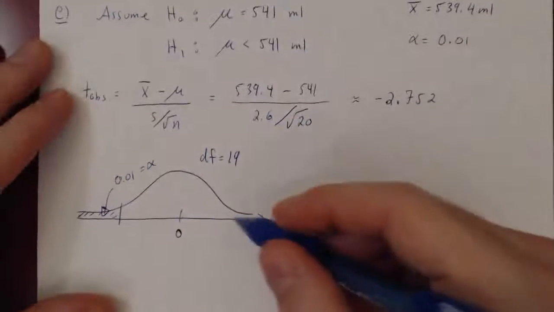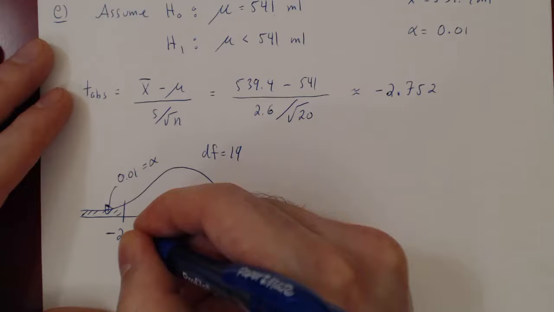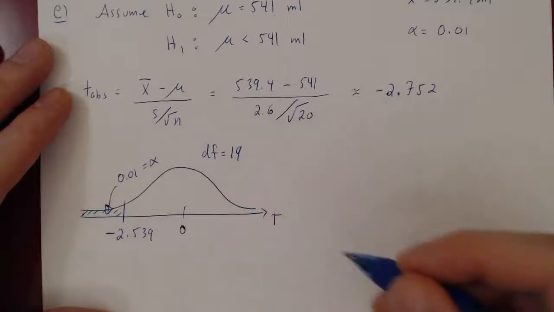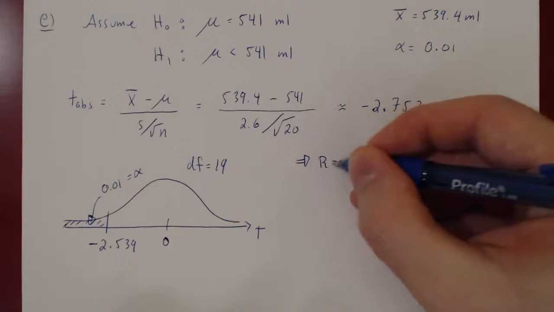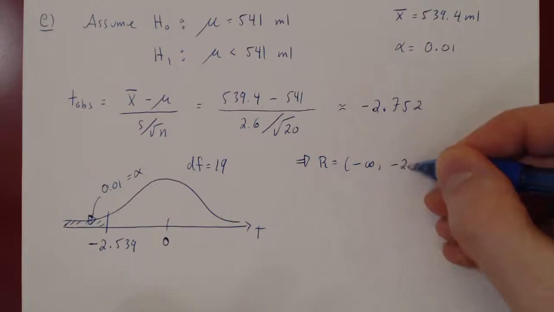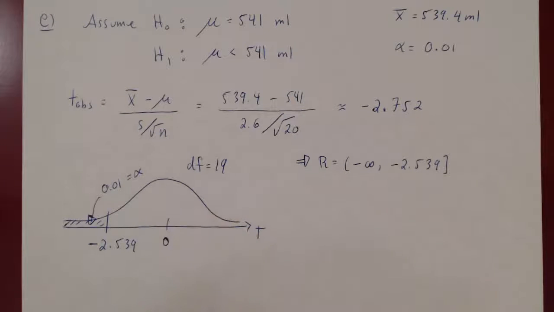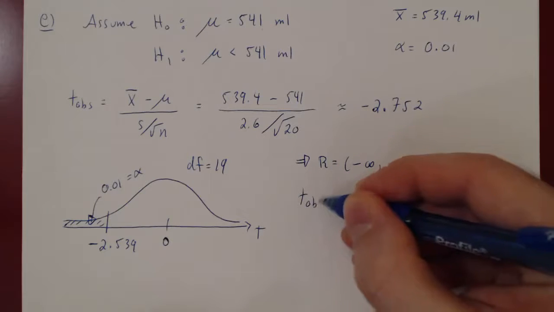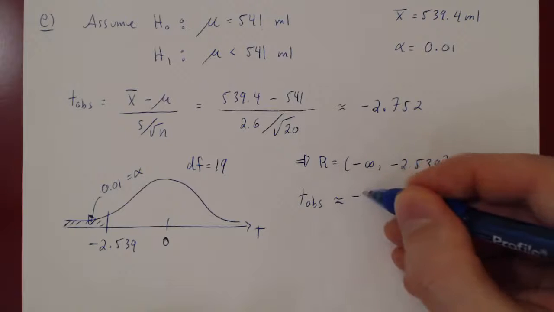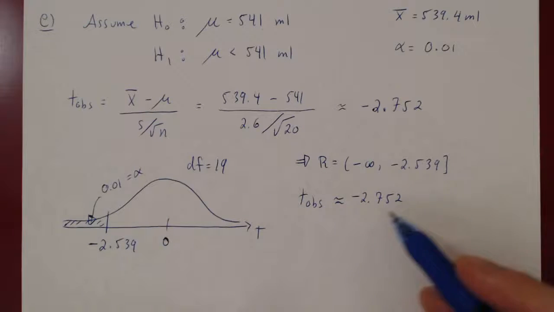But 2.539 would be our t-score for the area to the right being 1%. If you reflect 2.539, you'll get negative 2.539. And now you can build your rejection region. R will be from negative infinity to negative 2.539. So this interval contains the smaller 1% of values. If you look at your observed t-score, it actually does belong to the rejection region.